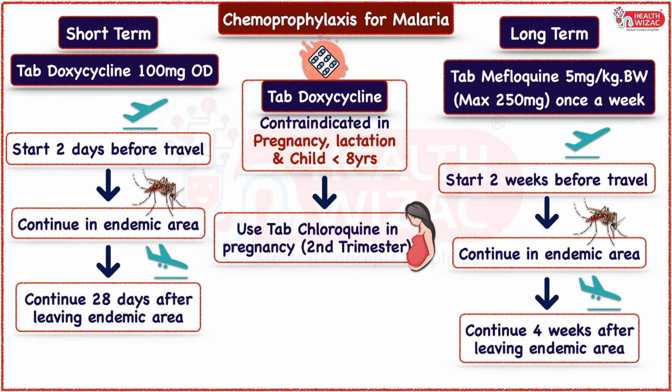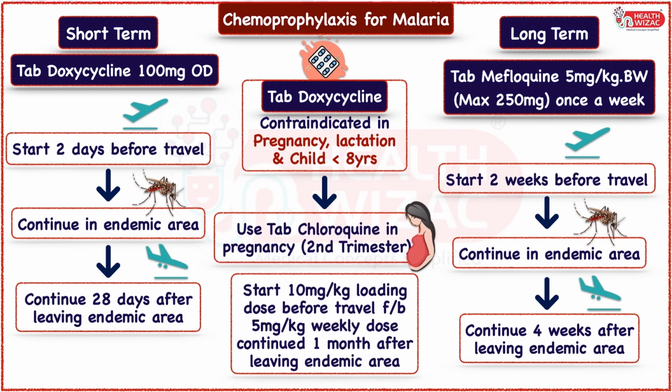In case of pregnant females, the recommended drug for chemoprophylaxis is chloroquine, which should be started from the second trimester, and the recommended dose is 10 mg per kg body weight loading dose before initiation of traveling, followed by 5 mg per kg weekly dose, which should be continued till 1 month after leaving the endemic area.